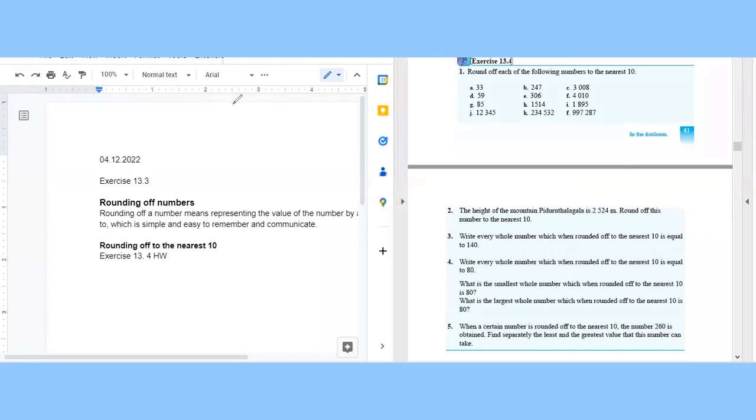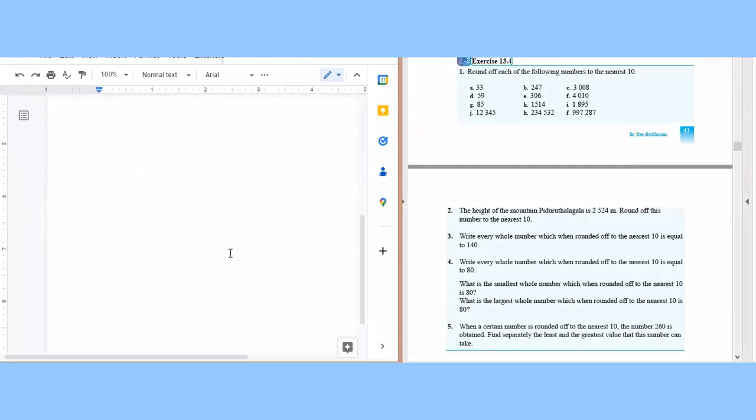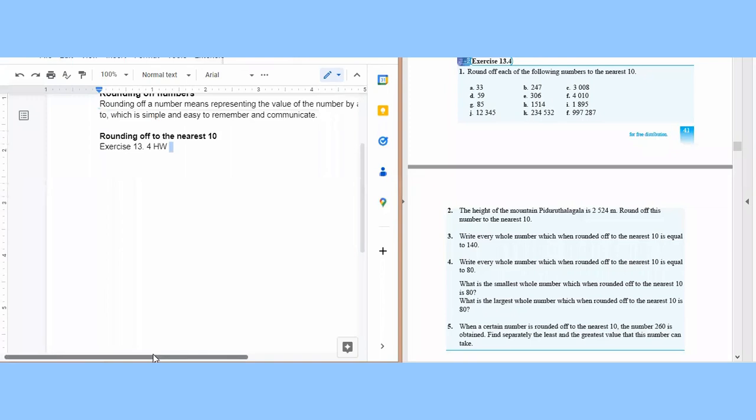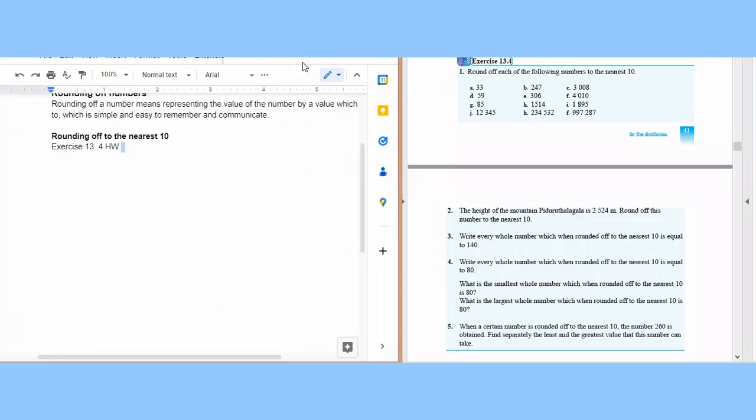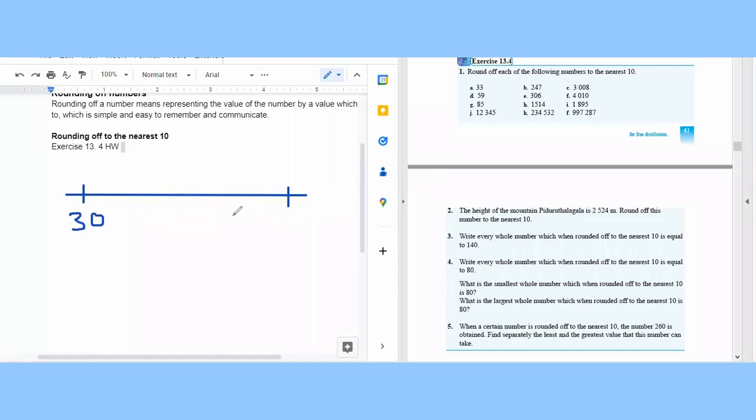So the first one, round off each of the following numbers to the nearest 10. Like I said before, rounding off to the nearest 10 means you find the closest multiple of 10. For example, if you consider 33, the closest multiples of 10 for 33 are 30 here and 40 here.